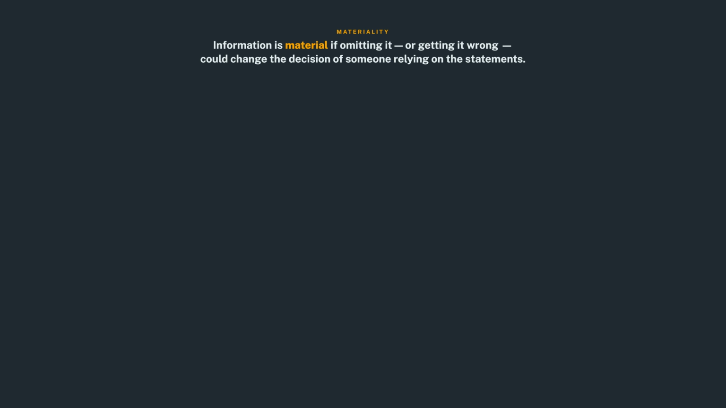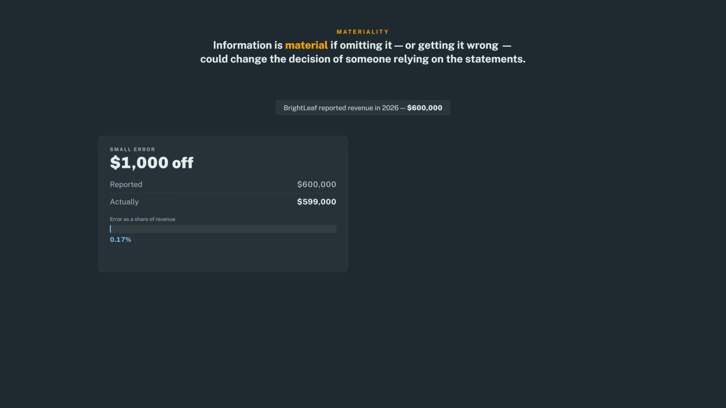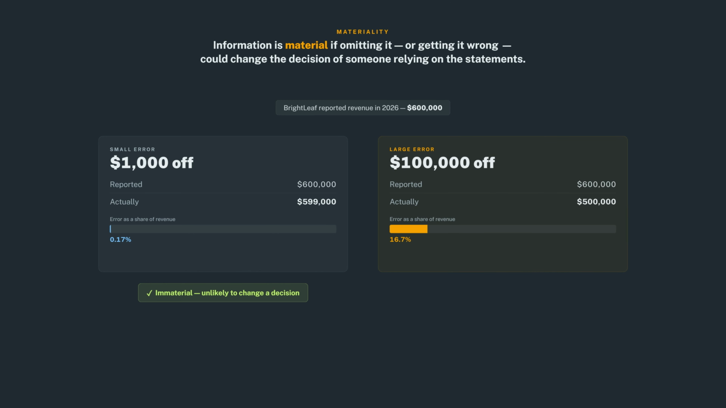If we were to use Brightleaf as an example, they reported $600,000 in revenue in 2026. So if they had an error of, say, $1,000, and their actual revenue was $599,000, that's probably immaterial. Doesn't do much to change any decisions of someone relying on the financials. But if they had an error of $100,000 and their revenue was really only $500,000, that almost certainly is material. That's a big enough difference that it may change a decision of someone relying on the financial statements.